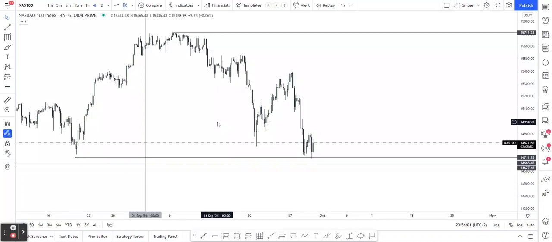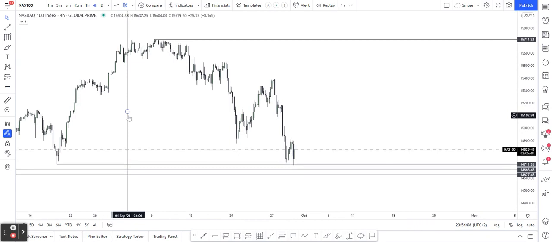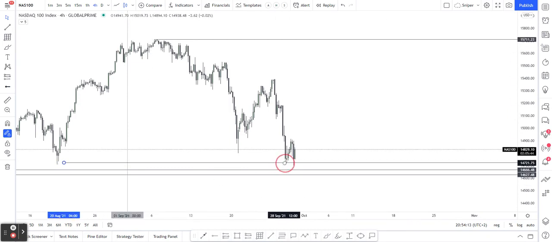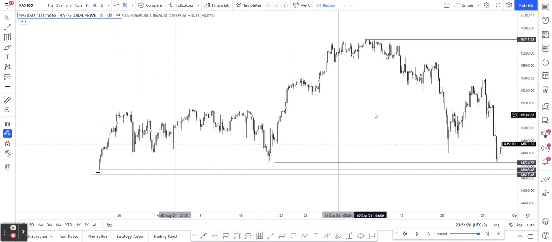Okay, another trade explanation on the NASDAQ. We apply the same rules. We start off with our 20-day, we note the high, and we note the most recent low, which was in this area. Just going to replay the price action of today.